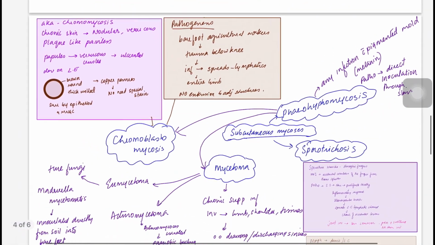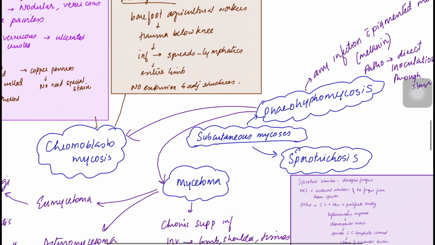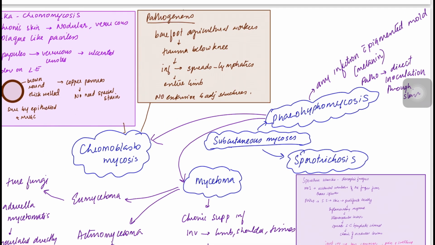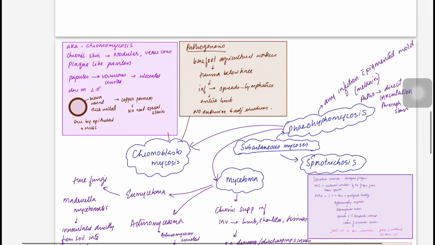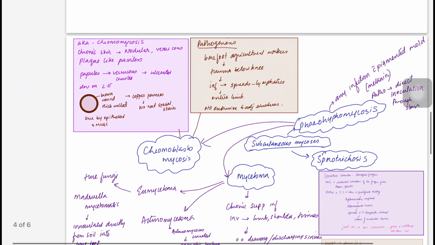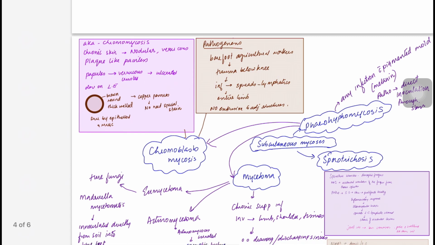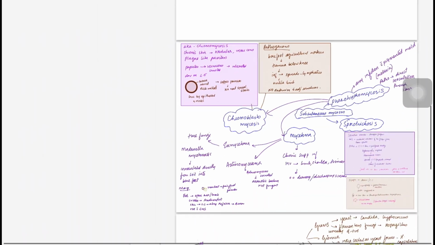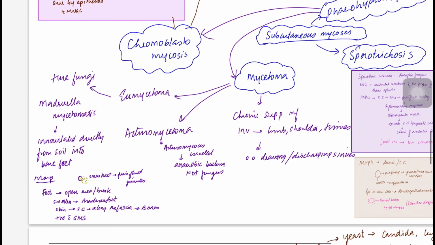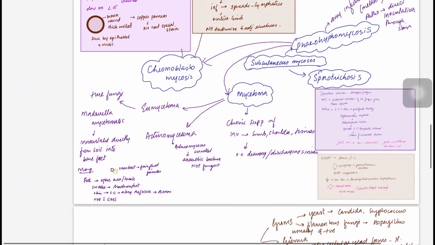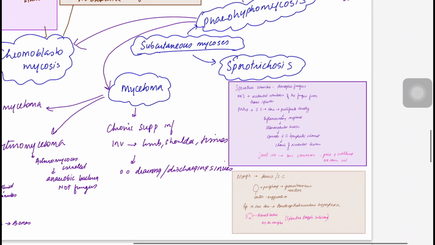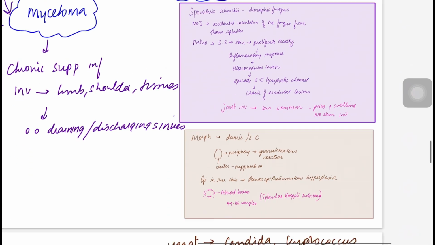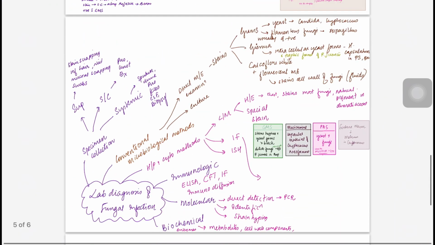Then we talked about the deep infections and the subcutaneous ones. The subcutaneous infections include phaeohyphomycosis, which is any infection with pigmented mold having melanin. The main pathogenesis is direct inoculation. First is chromoblastomycosis, also known as chromomycosis, with copper bodies. Then we talked about mycetoma, Madurella mycetomatis. Then sporotrichosis, a dimorphic fungus forming ulcerative nodular lesions, Sporothrix schenckii.